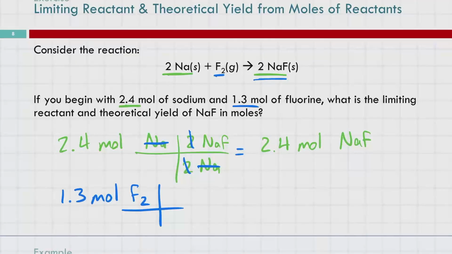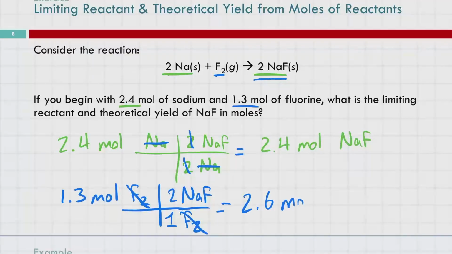Okay, what's our ratio of F2 to NaF? How many F2s do we put in? We put in 1 F2. We've got an invisible 1 in front of our F2. Put in 1 F2, and we would get out 2 NaF. So the F2s cancel. We're multiplying by 2, so it would be 2.6 moles NaF based on our starting amount of fluorine.